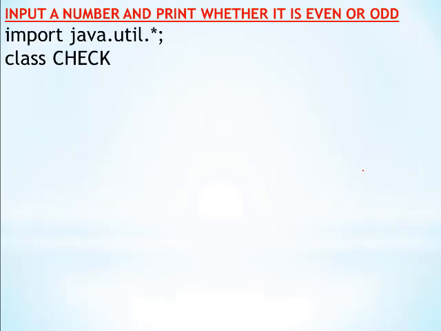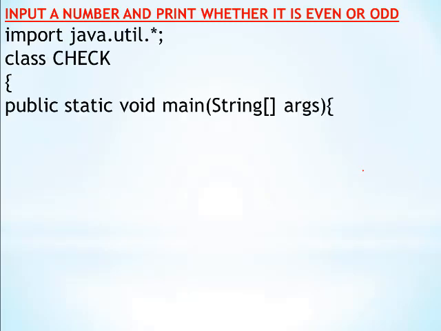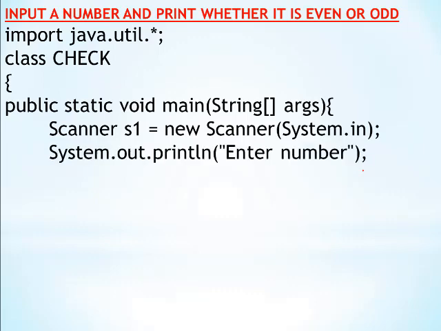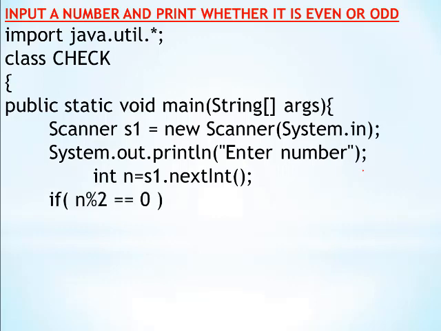So an example, if you want to input a number and print whether it is even or odd, to input you need the Scanner class. So declare an object of the Scanner class, enter a number, say n, s1.nextInt will be used to input an integer, and to check whether the number is even or odd, the statement is: divide the number by 2 and get the remainder, and to get the remainder we use the percent operator. So n % 2 equal to 0.